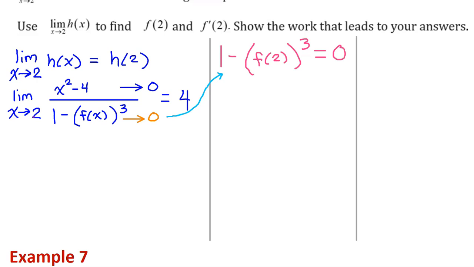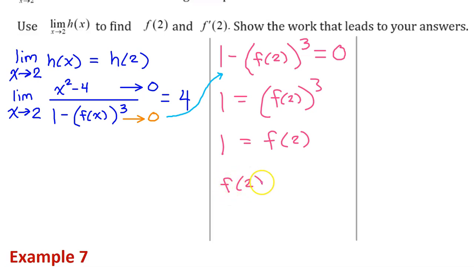1 minus f at 2 to the third power should equal 0. Adding f at 2 cubed to both sides of the equation will sort of move this over to the right. So we get 1 is equal to f at 2 cubed. And then if we take the cube root of both sides, we get 1 is equal to f at 2. Well, this is one of the things we were looking for. We just found that f at 2 is equal to 1. Kabam! We have solved half of the problem already.